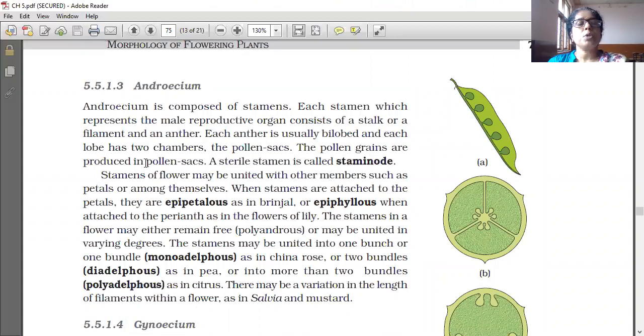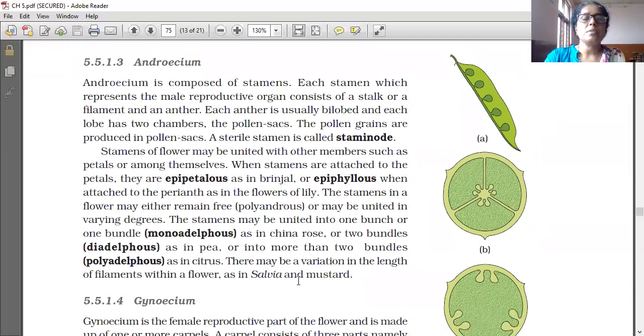Staminode. Pollen grains are produced in pollen sacs. A sterile stamen is called a staminode. And epipetalous, epiphyllous, monadelphous: only one group is there, then monadelphous. If two groups of stamens are there, then it is diadelphous. If more than two bundles are there, then it is polyadelphous.